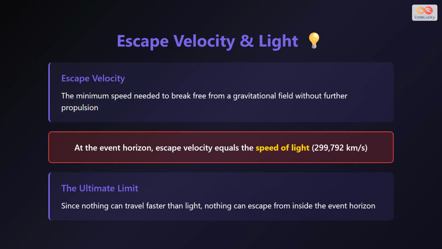To understand why nothing can escape from inside an event horizon, we need to talk about escape velocity. Escape velocity is the minimum speed needed to break free from a gravitational field without any further propulsion. For Earth, this is about 11 kilometers per second. But at the event horizon of a black hole, the escape velocity equals the speed of light, which is 299,792 kilometers per second. Since nothing in the universe can travel faster than light, this represents the ultimate limit. Nothing can escape from inside the event horizon.